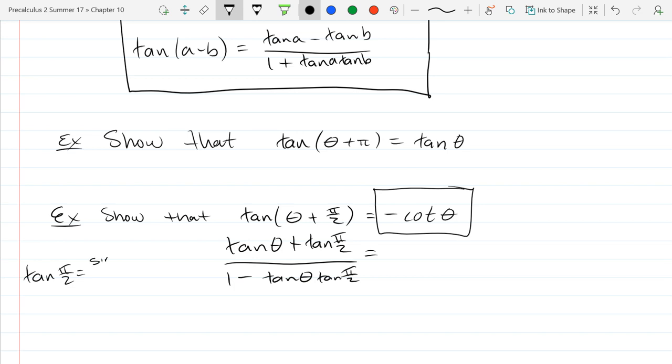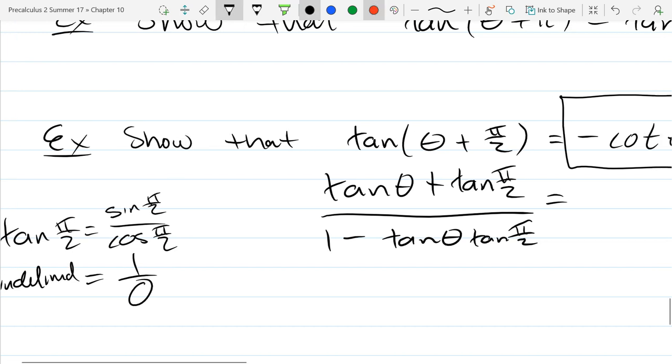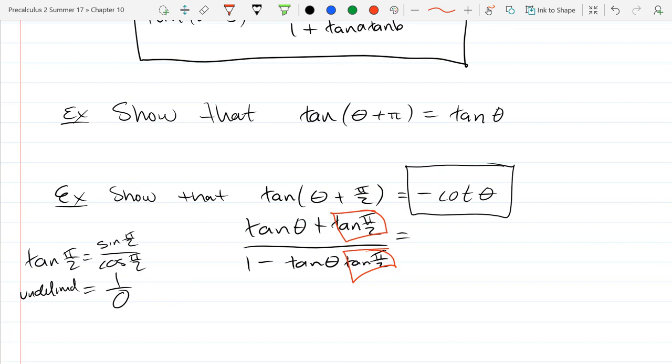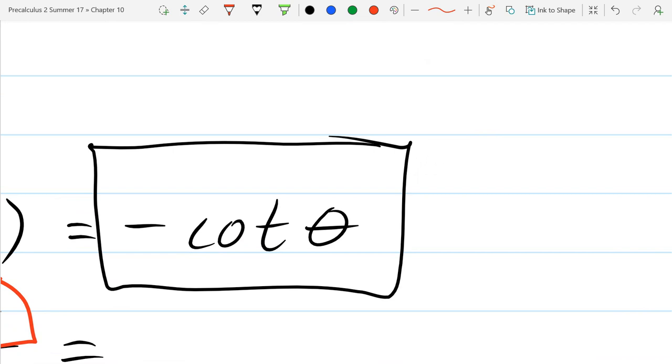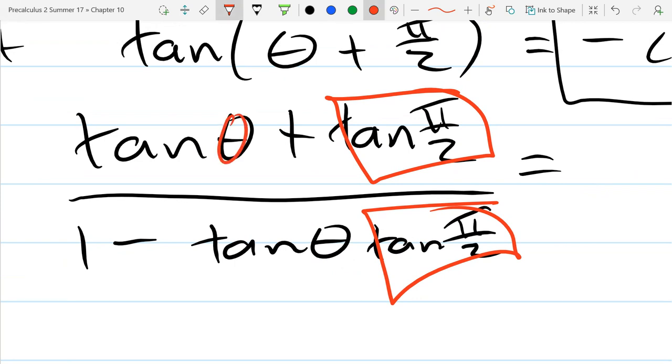If you forget, you can always go sine pi over 2 over cos pi over 2. Cos pi over 2 is 0, so tangent of pi over 2 is undefined. So we've got some problems, some undefined quantities right there. Now, if you look on the right side, there's no pi over 2 anywhere. There's a theta. And on the left side, no matter what theta is, you're still going to have undefined. So this is not going to work.